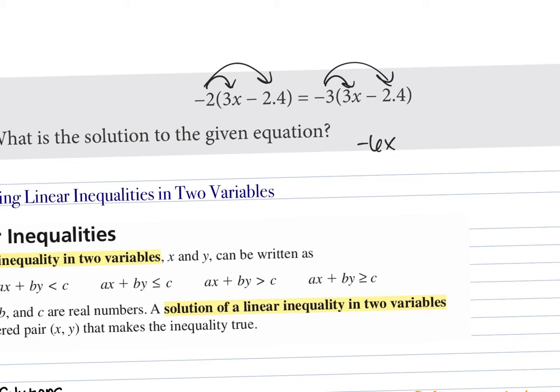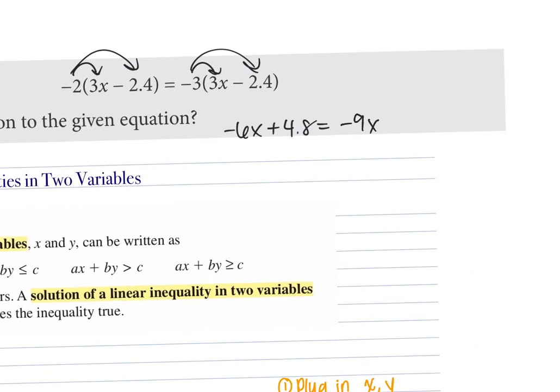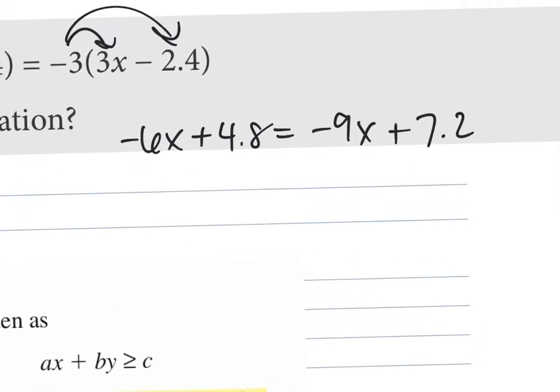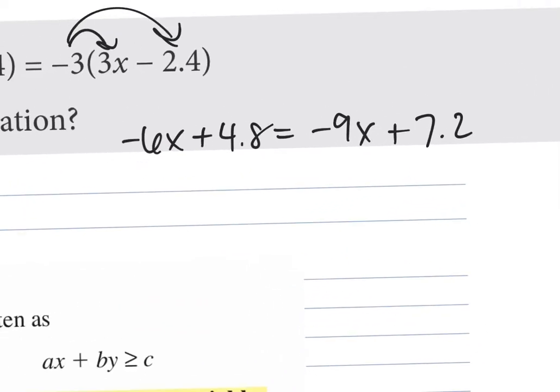-6x plus 4.8 equals -9x plus 7.2. Bingo, bango. That is 100% right, okay? From here, what would we do with this equation? Someone else. Storm? You would add 6x. Subtract 4.8. That is absolutely right. So we're going to get -6x equals -9x plus what? 2.4.